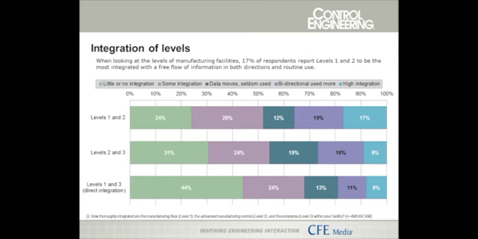Looking at the direct integration between plant floor and enterprise, more than 40% of respondents had little or no integration. Less than 20% claimed high integration or bidirectional flow with frequent use. Even between layers 1 and 2, where one might expect the greatest amount of information integration, only 17% of respondents said that they were highly integrated.